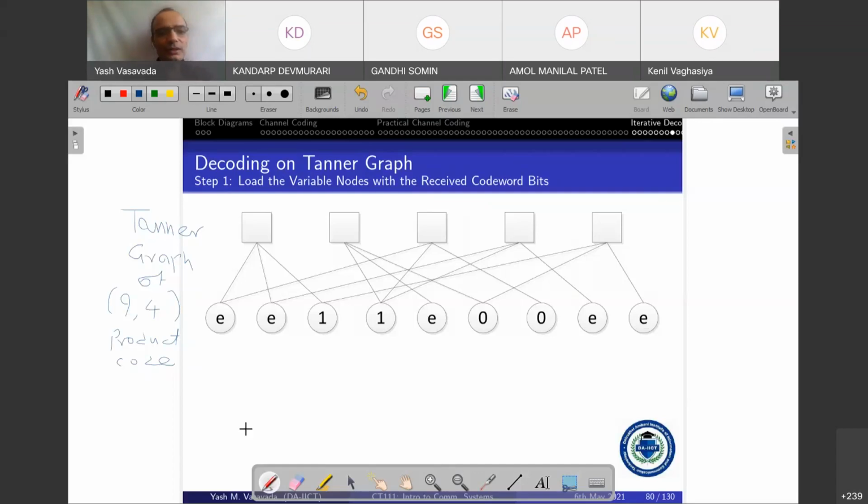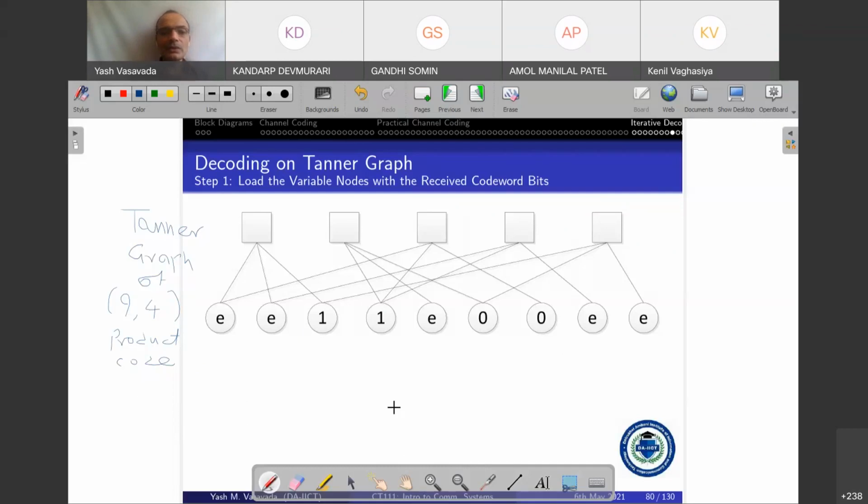And what I'm showing here is step 1, where we are just loading the VNs by the values that we got over the BEC. And so these are the values we got. Wherever we got an erasure, we just put X or E or -100 or whichever symbol that you want to use. It cannot be 1 or 0. Other than that, you can use any other symbol to denote that that particular VN is erased.